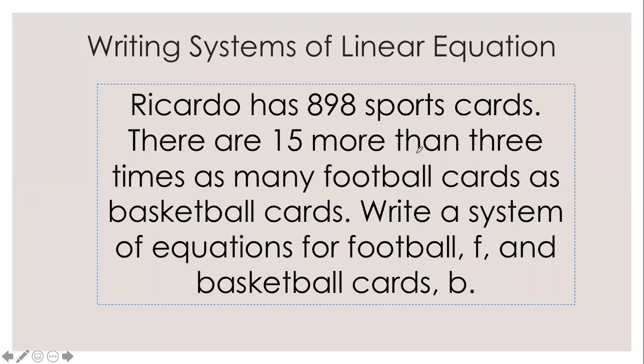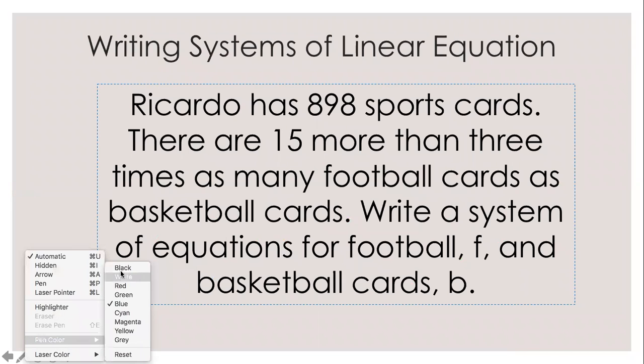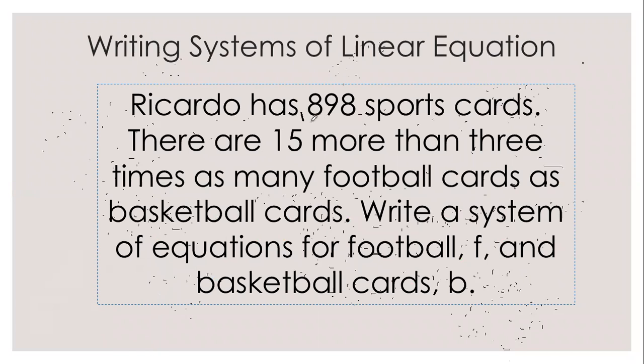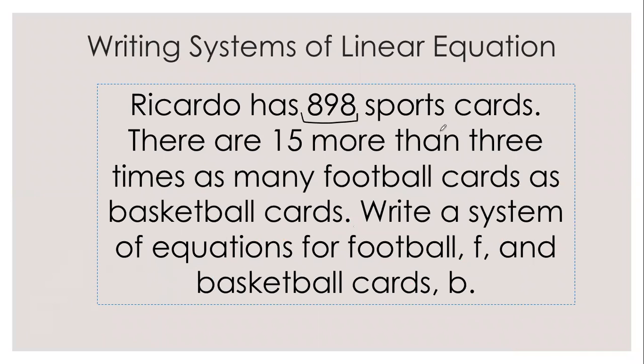Okay, let's read this. It's the last one, and then I'm done. Ricardo has 898 sports cards. There are 15 more than 3 times as many football cards as basketball cards. Write a system of equations for football, F, and basketball cards, B. So before we start, the wording is very confusing. I hate these, but we can do it.